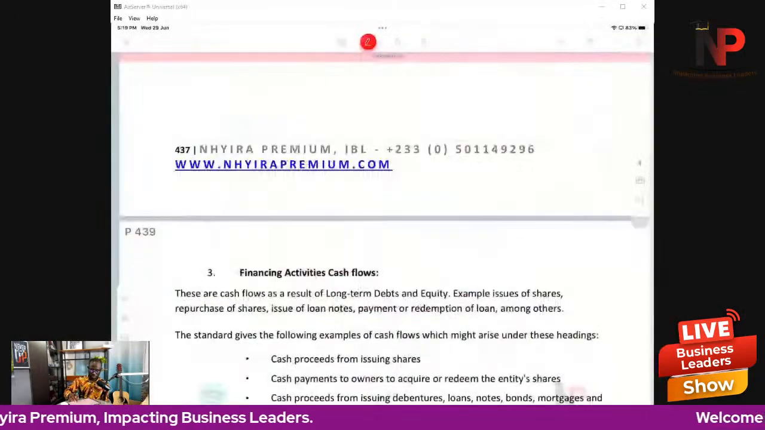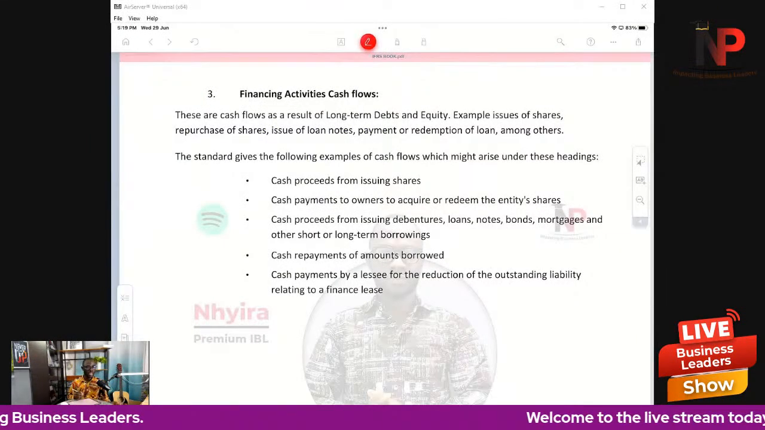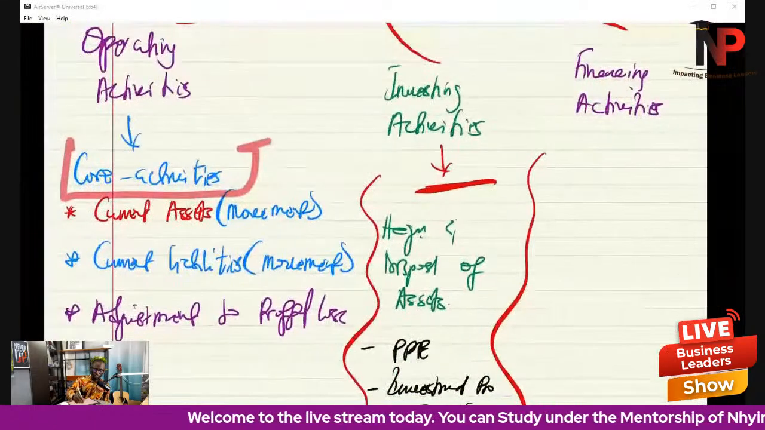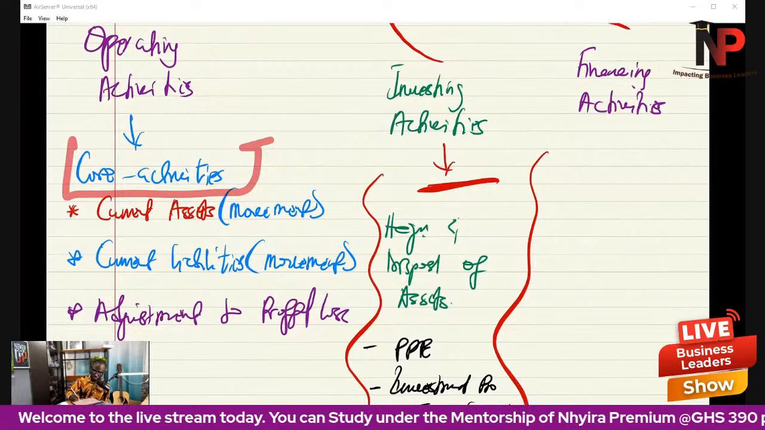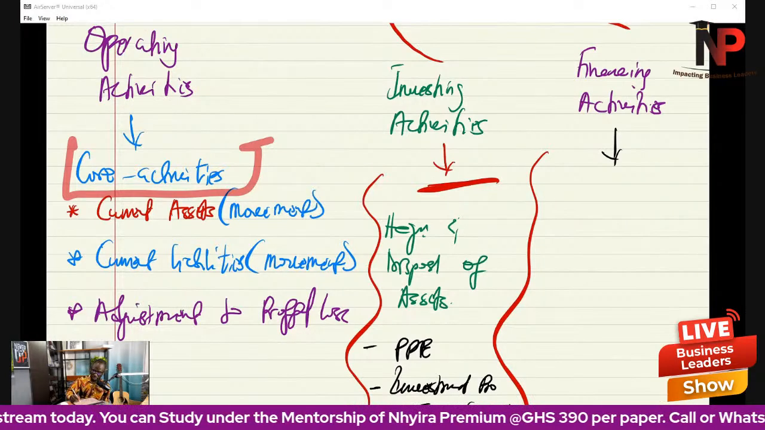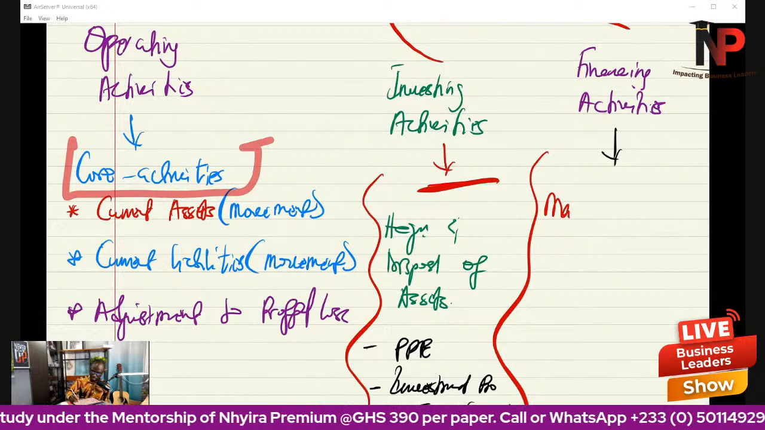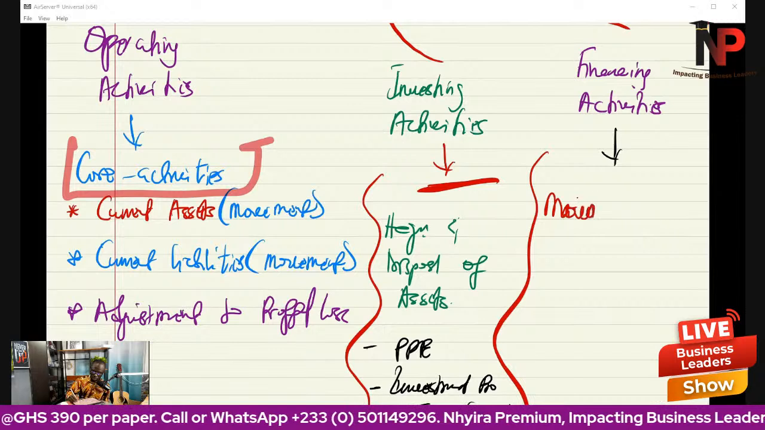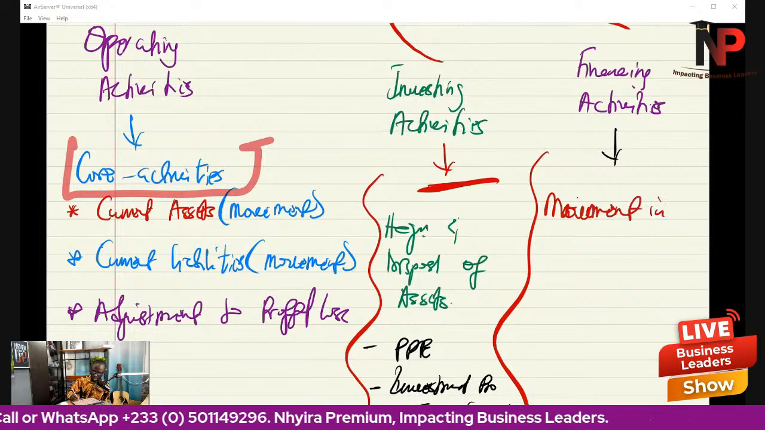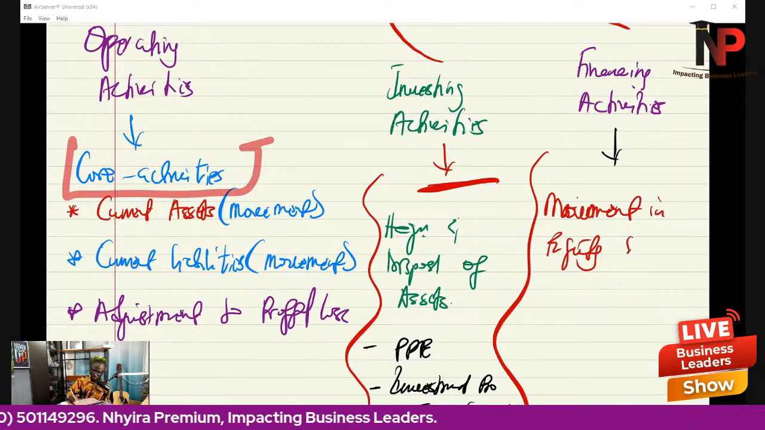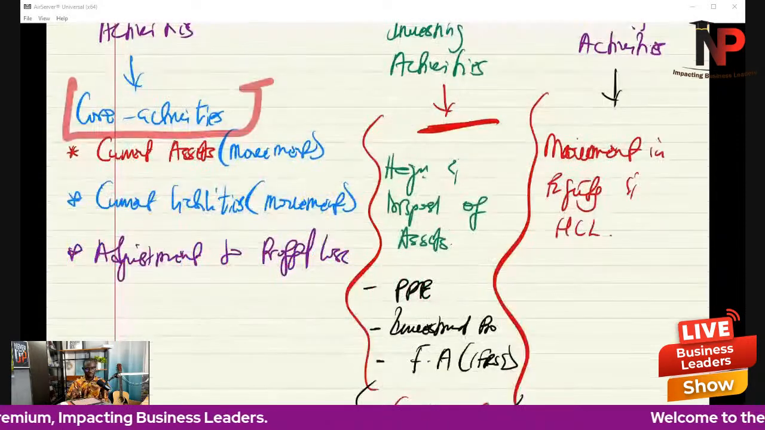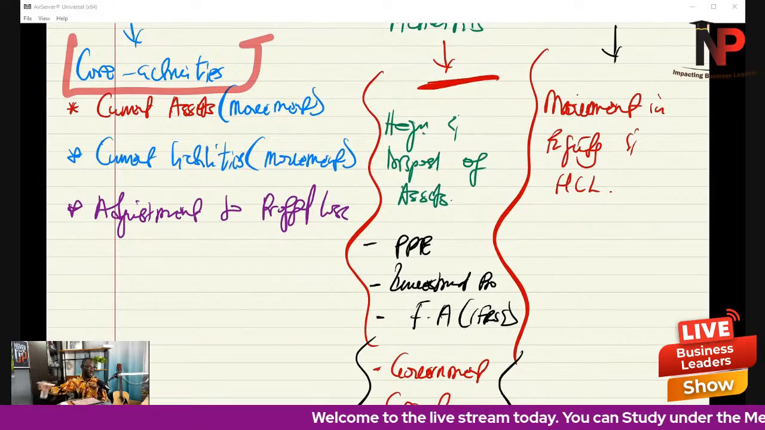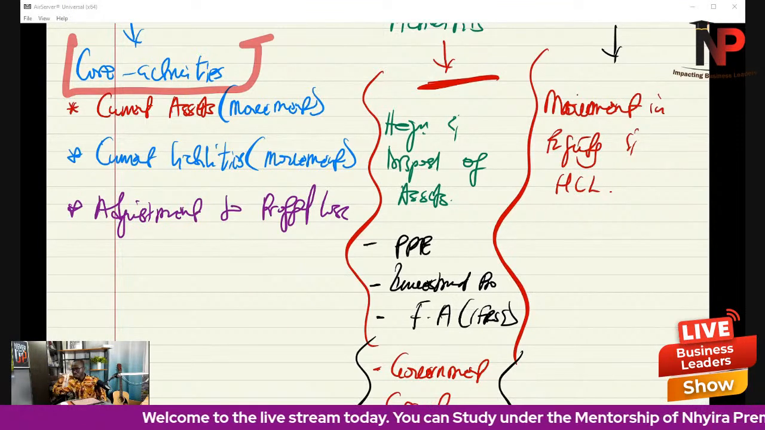Let's look at the last one, financing activities. The key takeaway on financing activities is that you are looking at movement in equity and non-current liabilities. So here we are looking at movement in equity and non-current liabilities. That's the financing activities. That's what we are looking out for here.